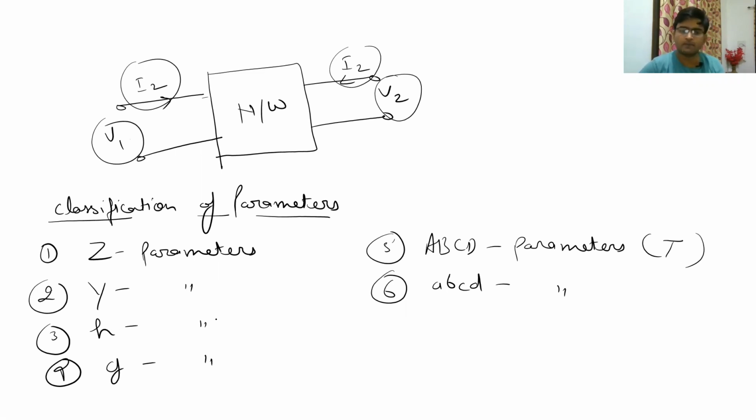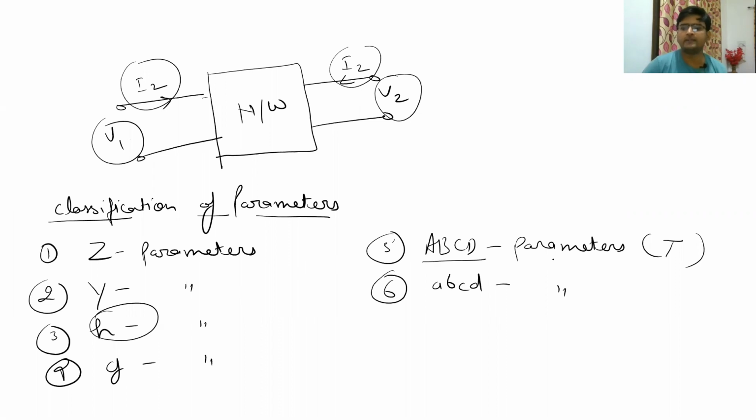Then we have H parameter, which is very important not only in network theory, but when you study analog electronics, this H parameter will be very important in characterizing BJTs, transistors, and these MOSFETs, right? You are going to see this H parameter a lot in your subject like EDC, electronic devices and circuits. So H is also called hybrid parameter. Then we have just the inverse of H parameter as G parameter.